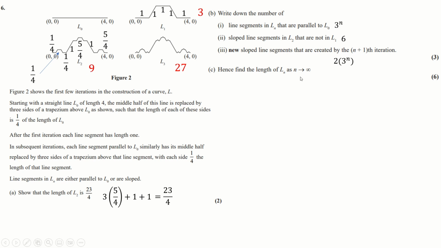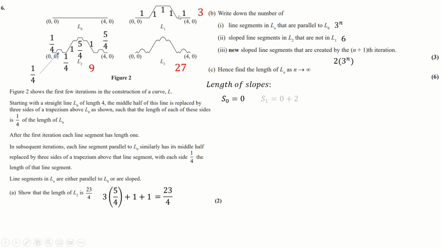Hence find the length of Ln as n goes to infinity. To do this, you need to think about the slopey bits and the horizontal bits separately. So let's do the slopey bits first. In L0 there are no slopes. I've called the length of slopes S. So S0 is 0, there's no slopes in this.